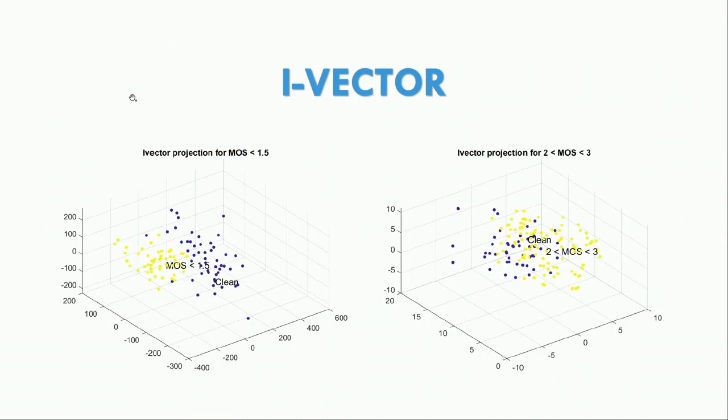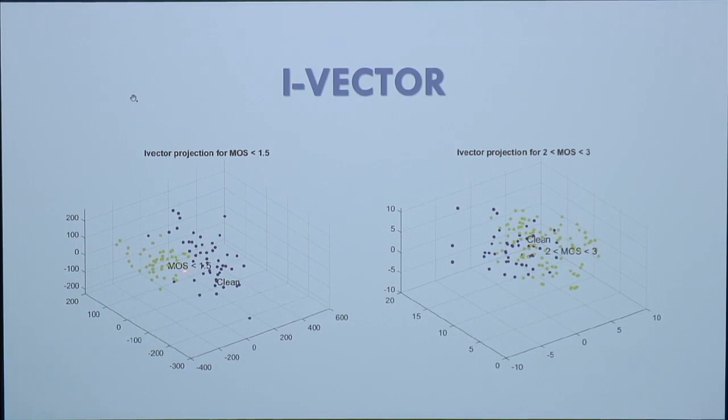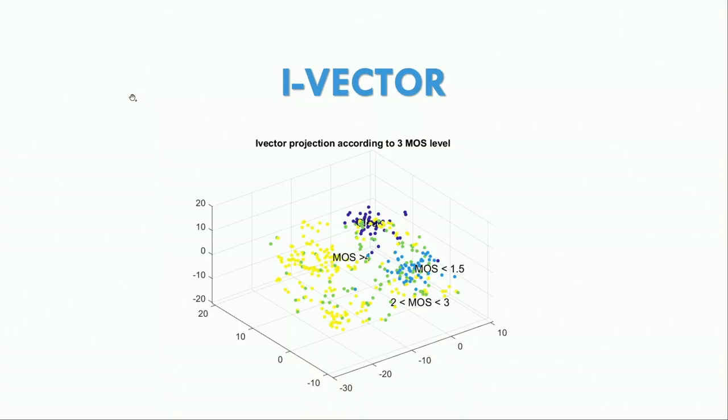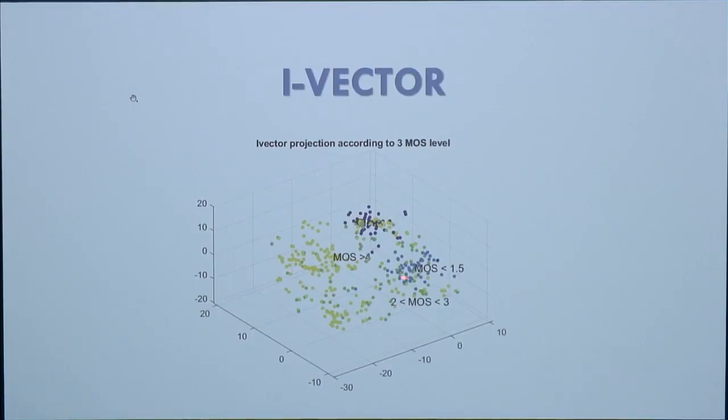So here are some plots of the iVector projecting the clean speech, which is the dark blue dots here, and MOS below 0.5. So you see that it projects the iVector and can actually separate the two sets. So here's considering MOS between 2 and 3. And when we consider the whole, the 3 levels of MOS with the clean speech, we see that the data get a little bit mixed up. There's some clustering here, but there are some limitations.